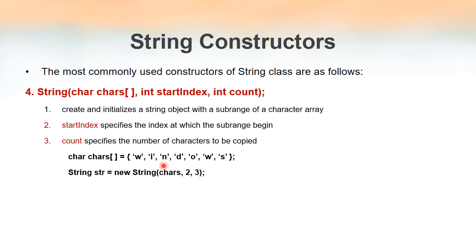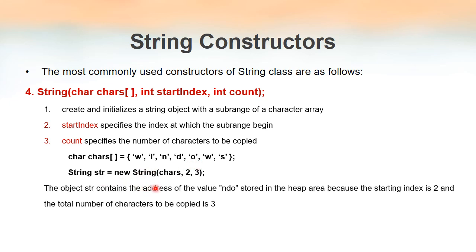So here starting from second index number, it is n, and the number of characters is 3. So starting from n, count 1 is n, count 2 is d, and count 3 is o. So 3 characters means n, d, o. So these 3 characters will be used to create the string named str. So that is what I mentioned just now.